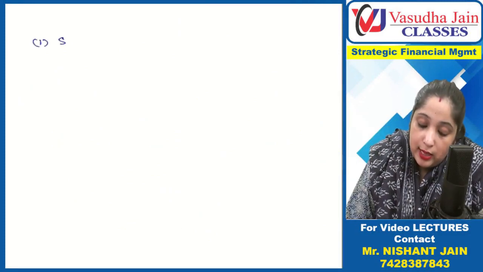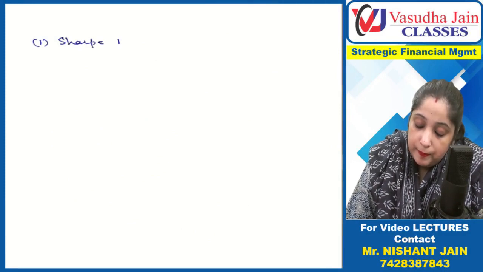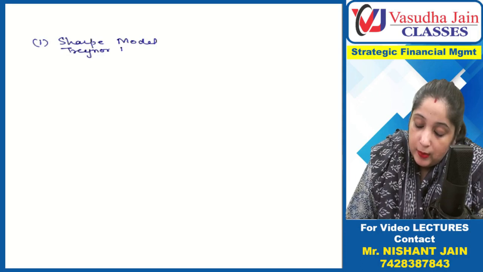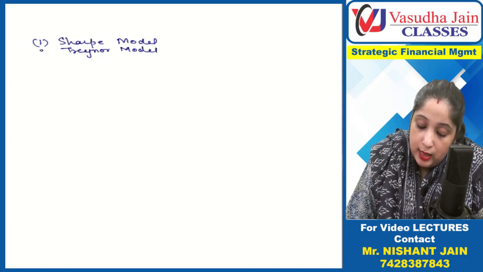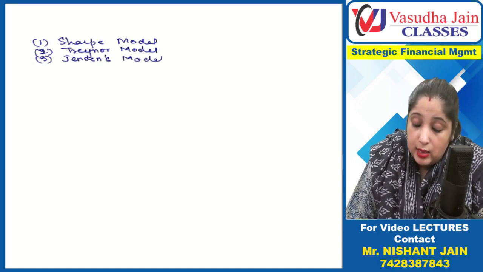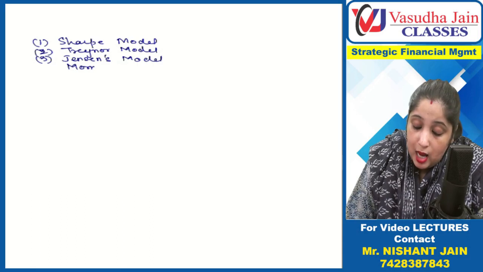The first model is the Sharpe model. Then there is the Treynor model. Then there is Jensen's model. Then there is the Morningstar model.